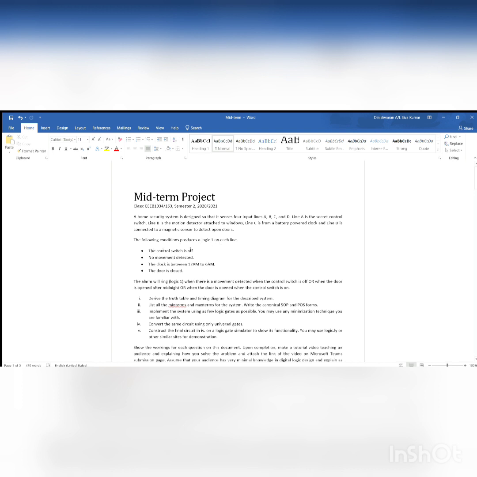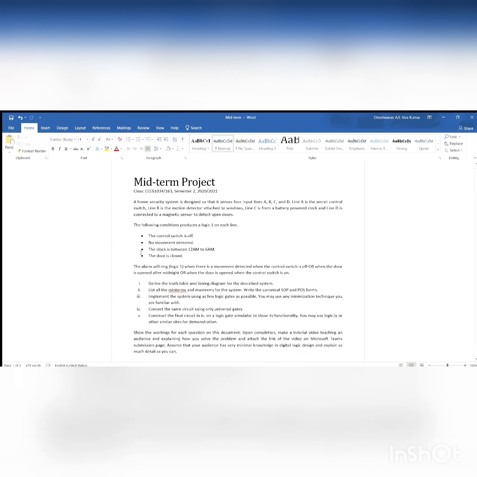When the switch is off, no movement is detected, the clock is between 12 a.m. to 6 a.m., and the door is closed. So there are four inputs, and it will produce one output. The alarm will ring when a movement is detected when the control switch is off, or when the door is opened after midnight, or when the door is opened when the control switch is on.